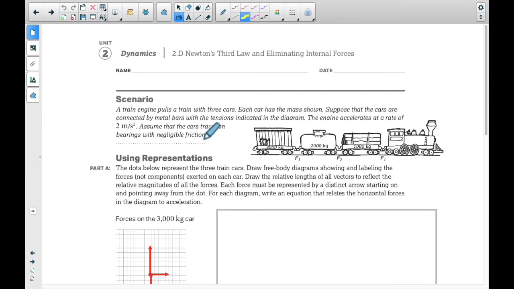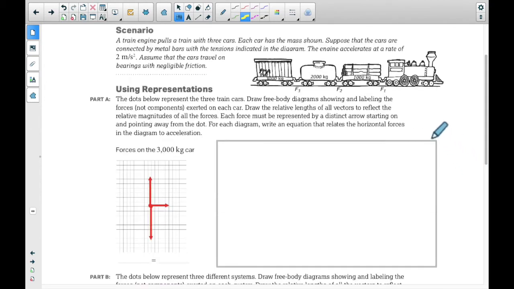Hi everybody. This video today is going to go over lesson 2D in the AP workbook. We're talking about different pieces of a system and how those pieces of the system are interacting with each other. So we have a train engine pulling a train with 3 cars. Each car has the mass shown.